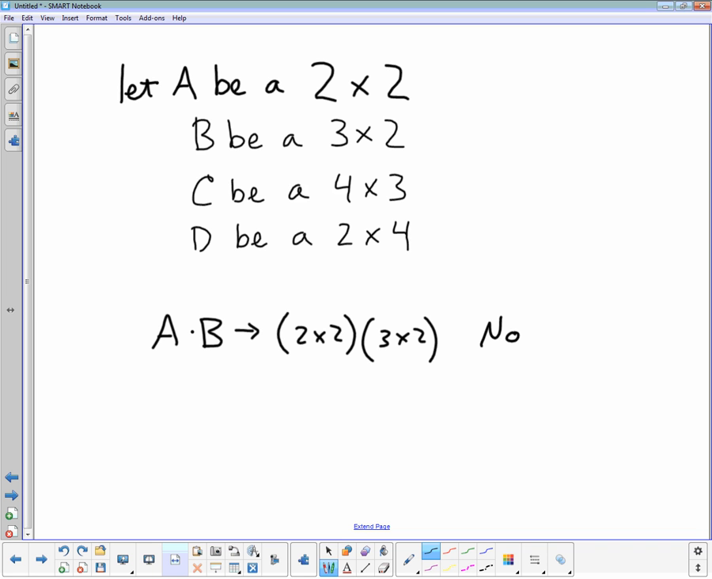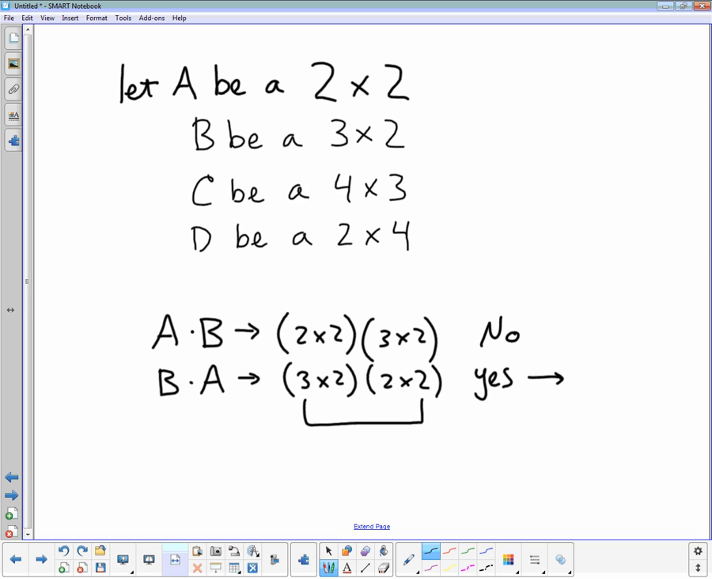Oh no, there's more. B times A. B times A would be a 3 by 2 times a 2 by 2. And that would work. And it would yield a 3 by 2. The two middle numbers have to be the same.